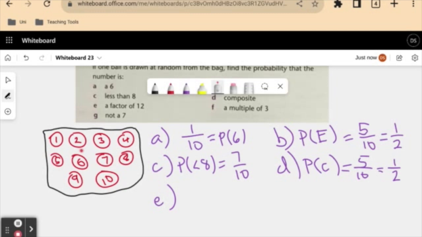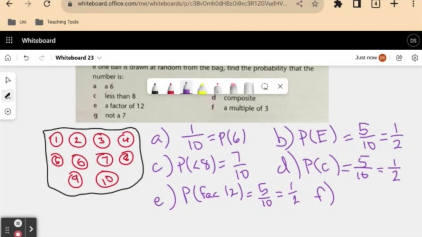But you see what I mean? We're really just counting the different possibilities we can get and expressing those as fractions. So let's include the 1 as well. So we get 1, 2, 3, 4, and 6. So our probability of a factor of 12 is 5 on 10, or a half again.